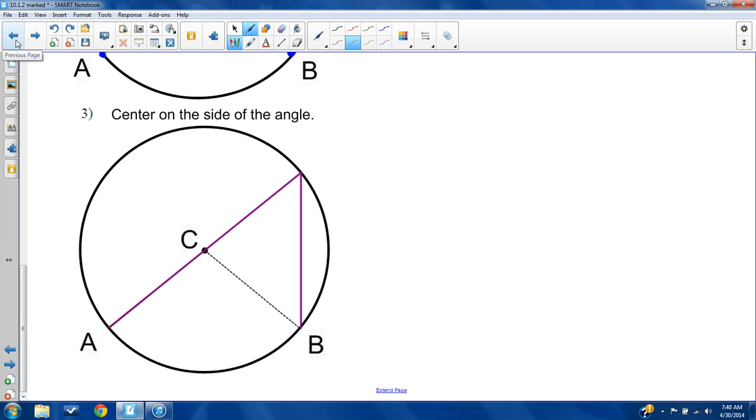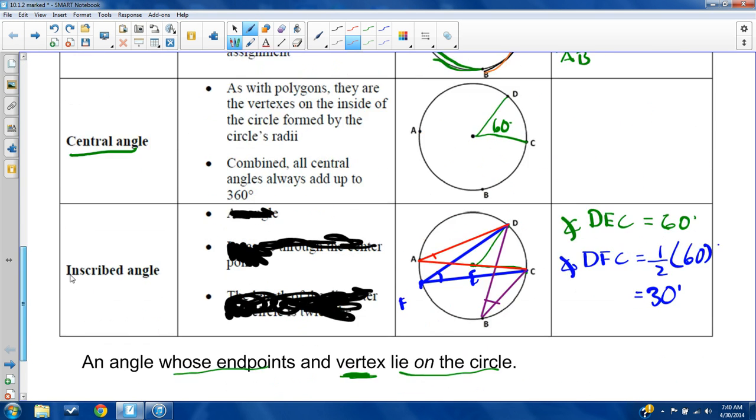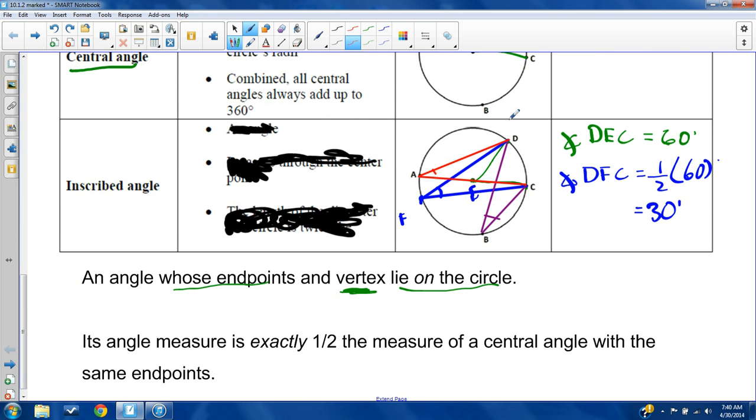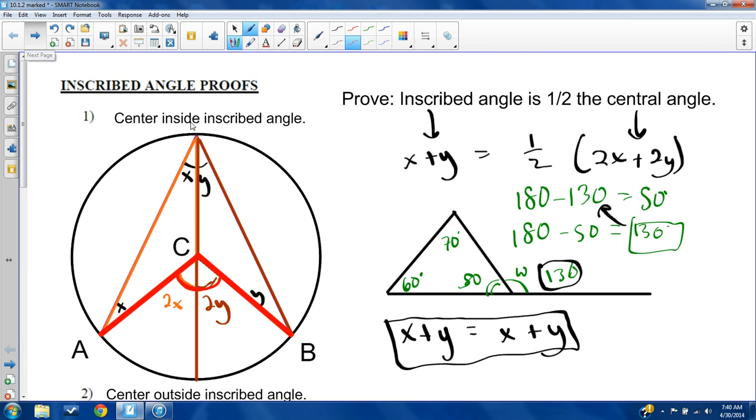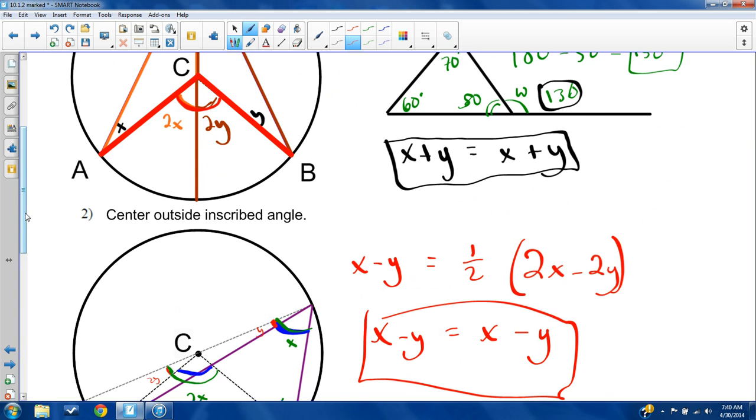And keep in mind, I'm going to go back here really quickly and look back at these drawings. So far we've looked at the example of blue, where the center is inside the inscribed angle. And we've looked at this purple example here, where the center is outside the inscribed angle. Now we're going to look at a case of red, where you have the diameter going through the center, and that's also part of the inscribed angle. Okay. So let's go and look at that.